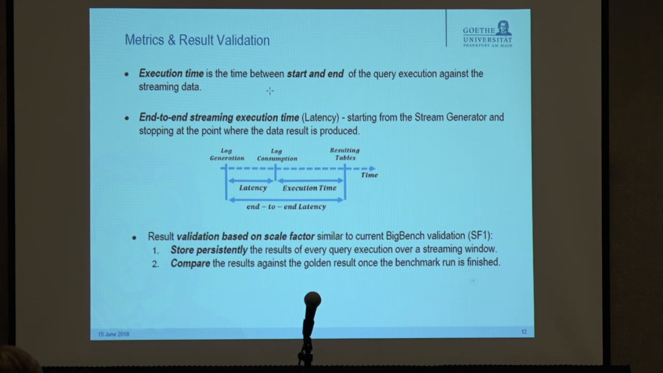Another important thing was the validation. So how do we do the validation? The idea is to be similar to the current BigBench, where we have a validation based on a particular scale factor. So we can basically store each result of a query execution persistently, and then once we have finished the benchmark run, we can go back and compare these single executions against the golden result, and by doing this we can make sure that our execution is valid and verified.